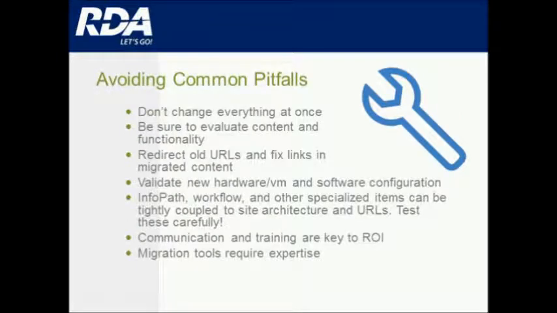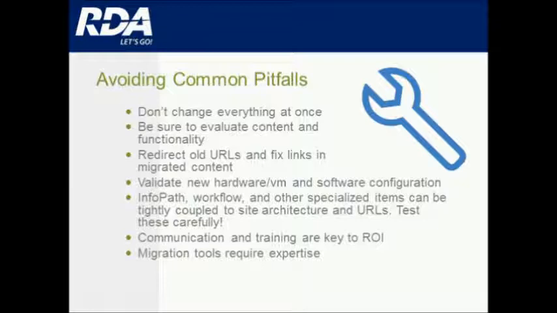So let's talk about some common pitfalls. As with most failed software projects, again, it comes down to trying to do too much at once, trying to boil the ocean, and not taking a more incremental approach if possible. So as much as possible, don't try to change everything at once. Try to be incremental. But like I said, we have some limitations when it comes to things like host names. We really want to try to keep our URLs the same. Make sure that you evaluate your content and functionality. Don't just try to blindly migrate stuff.